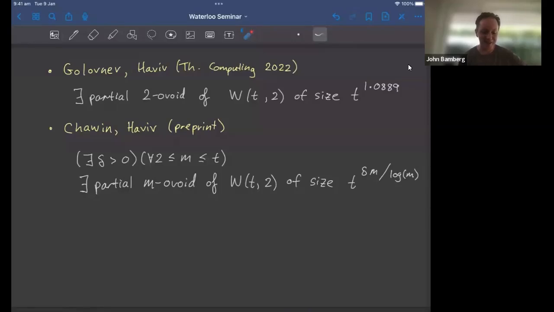And then we discovered that there was a preprint that came out at the time we were looking at this, which has an even more general result. So there's a constant delta, so that for every M, you can construct a partial M-ovoid of this size, with M over log M as the exponent. So it's very different to what we had initially thought. We knew that maybe if M was large, they would start growing, but we weren't sure what would happen for small M.